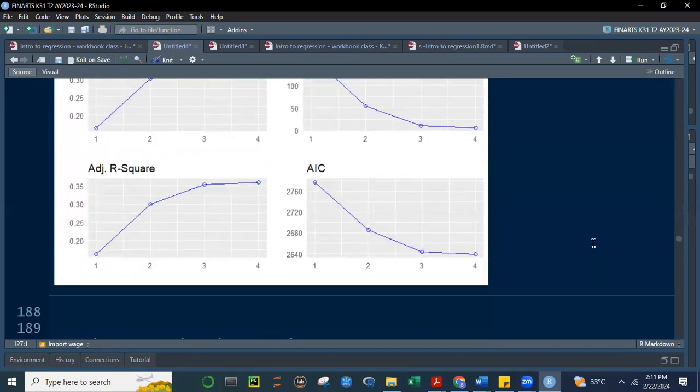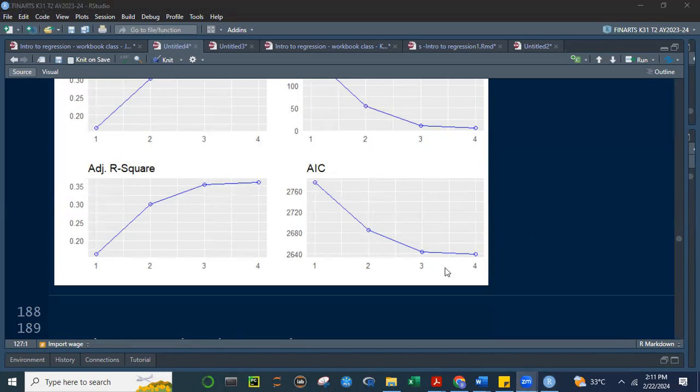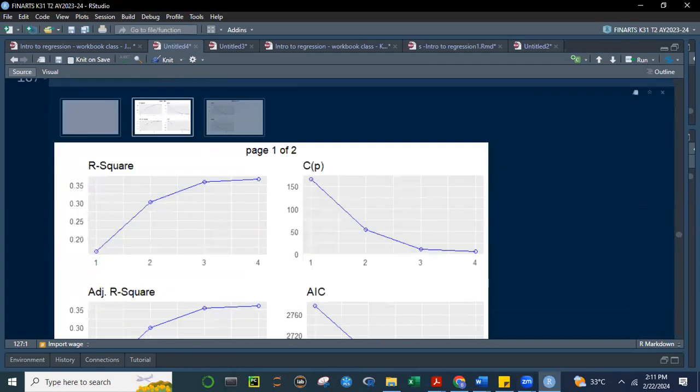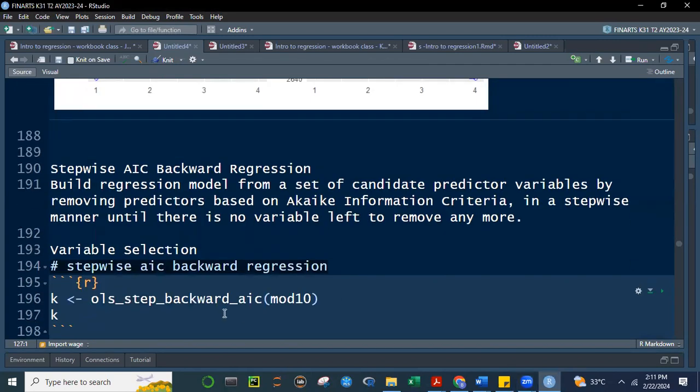May questions ba, class? Paki-chat naman please kung clear tayo. Okay, waiting for the others to give their feedback. Okay, good. Okay, let's continue, class. All right. So I'll share with you these notes na lang.